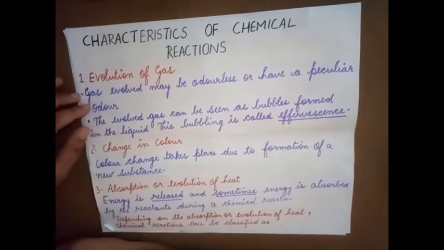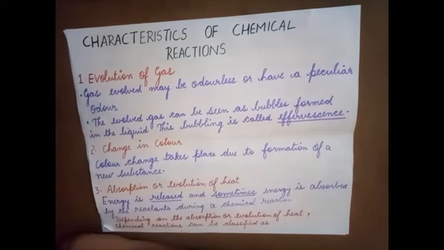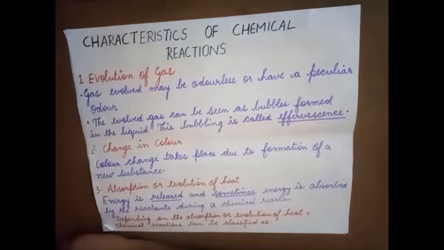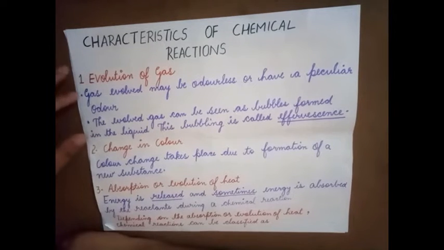Gas evolved may be odorless or have a peculiar odor. It means the gas that is evolved or released during a chemical reaction might not have a smell, or it might have a peculiar odor. It means the product that is being produced might have a smell like a rotten egg, or sometimes it can be aromatic. That means it can smell really good.